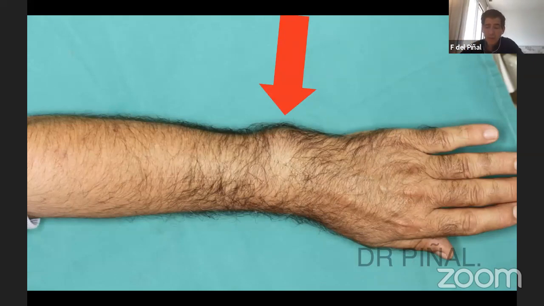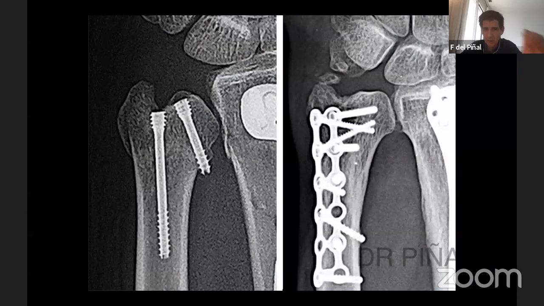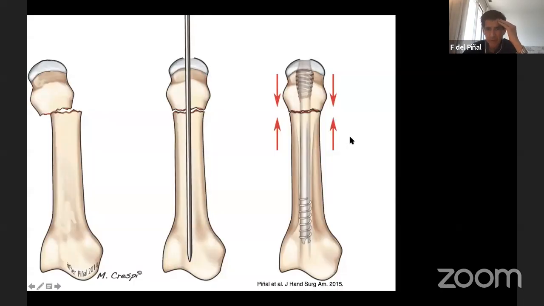So what I've been moving to from this, even modern plates are still too large in my view. So what I'm using now is cannulated screws or very low profile plates from Medartis, which actually are intended to treat metacarpals, but they also work well for ulnar fractures.